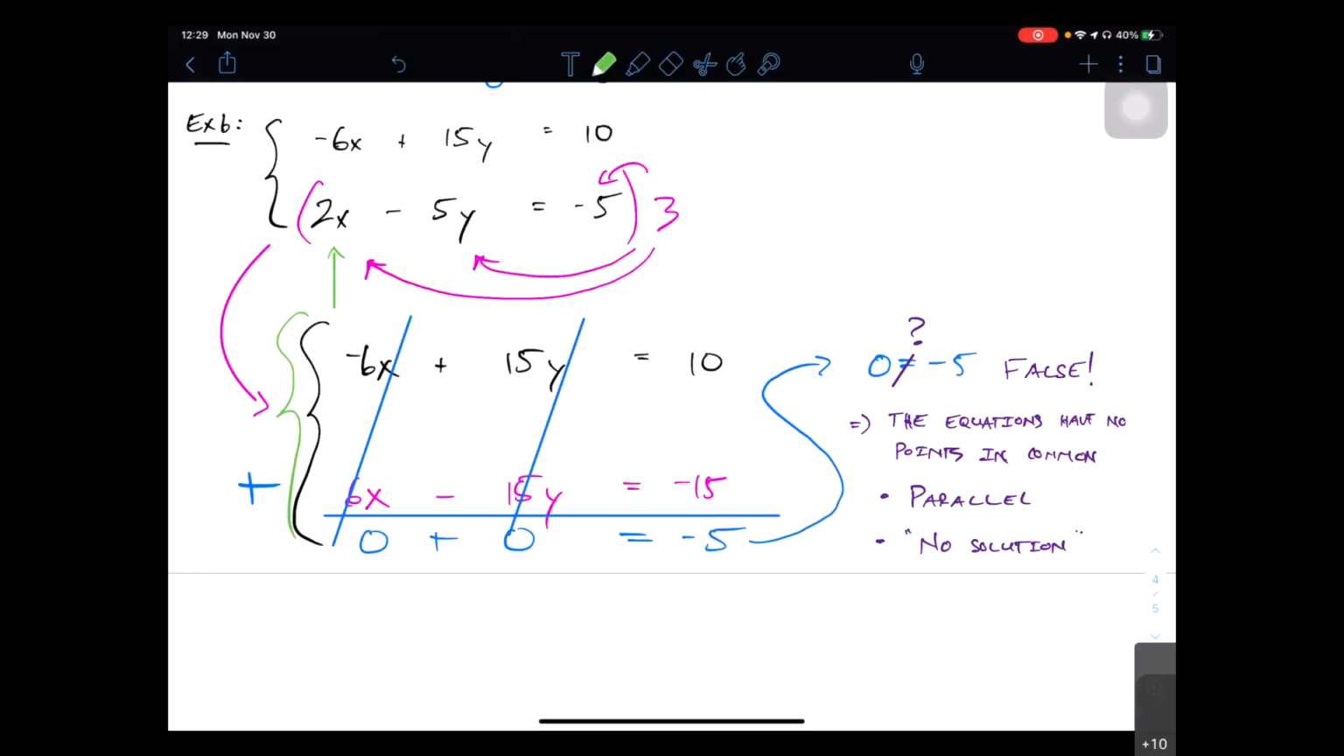I'm just wondering again. I know we went over this, but when would we have to manipulate both rows? It's when you multiply one row and it doesn't give you the numbers that you want for the other row, then you have to multiply both of them.